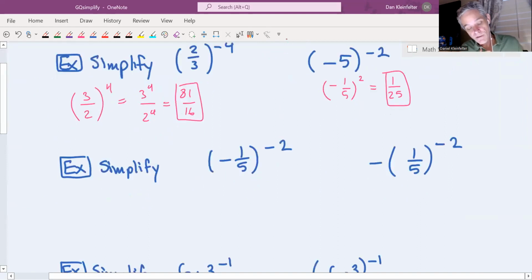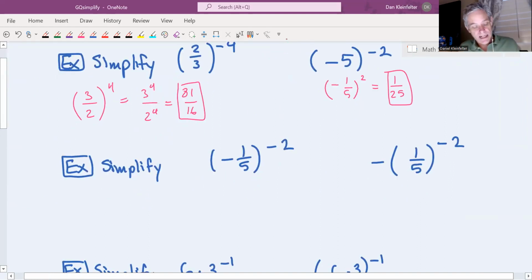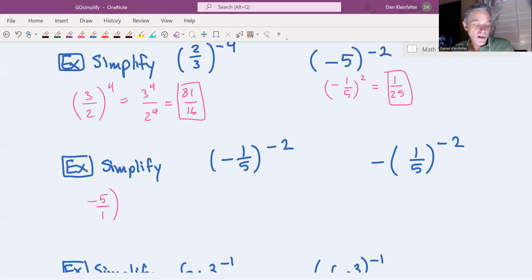Okay. In the next one, we have negative 1/5 raised to the negative 2 power. We will turn that into negative 5 over 1 raised to the positive 2 power. That's the same as negative 5 squared, which is positive 25.